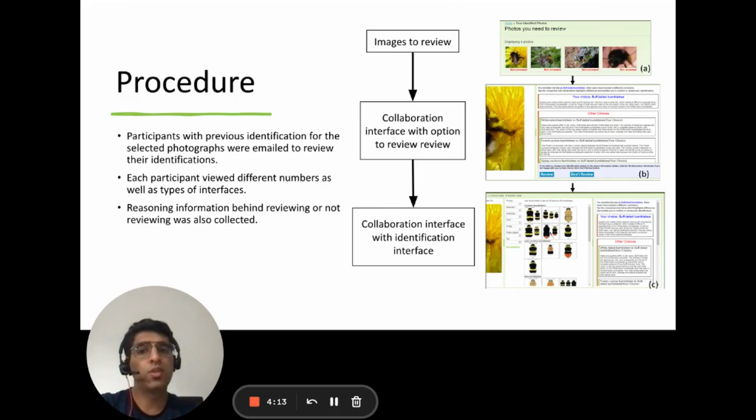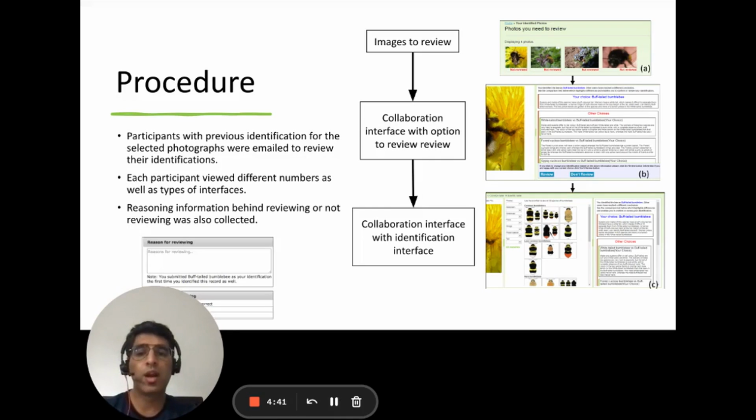Procedure: participants with previous identifications for the selected photographs were emailed to review their identifications. The users were shown a list of images to review, and clicking on one of them would lead to a collaborative interface associated with that image. The user could review the information and click review or not review. If they clicked review, they were then shown the collaboration interface and the identification interface to review their ID. Reasoning behind the reviewing or not reviewing was also collected for qualitative analysis.